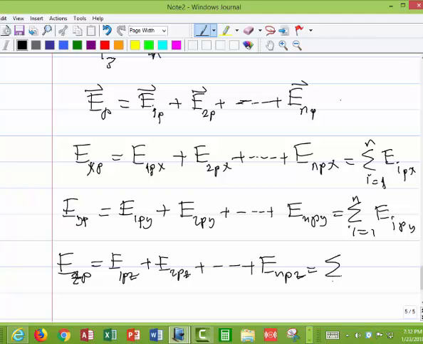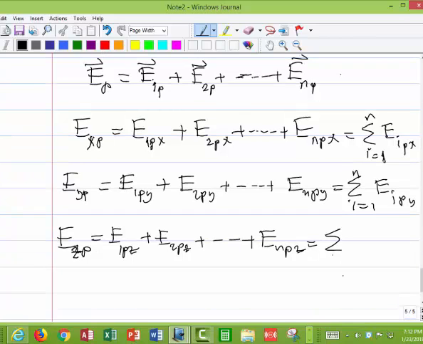Actually, maybe let's do it this way. Yeah, I guess the i is fine. We can use i. The sum from i equals 1 to N of E subscript i, P, and z. Okay.